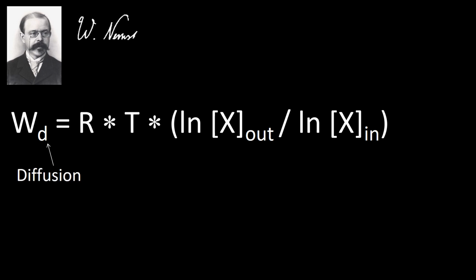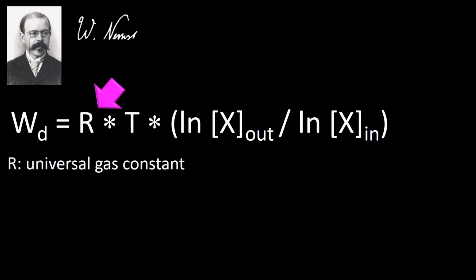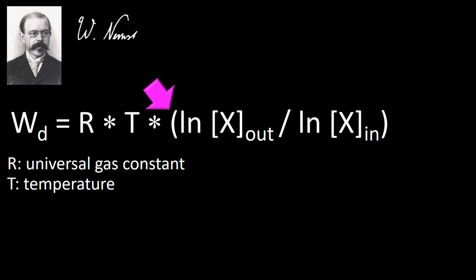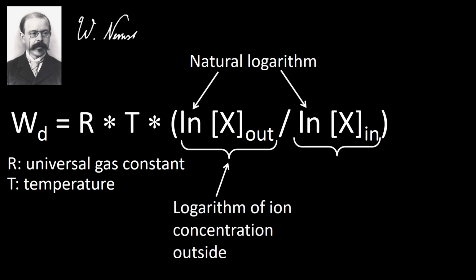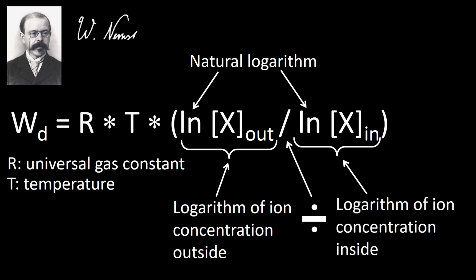The work of diffusion is equal to the universal gas constant multiplied by temperature multiplied by the natural logarithm of ion concentration outside the cell divided by the natural logarithm of ion concentration inside the cell.